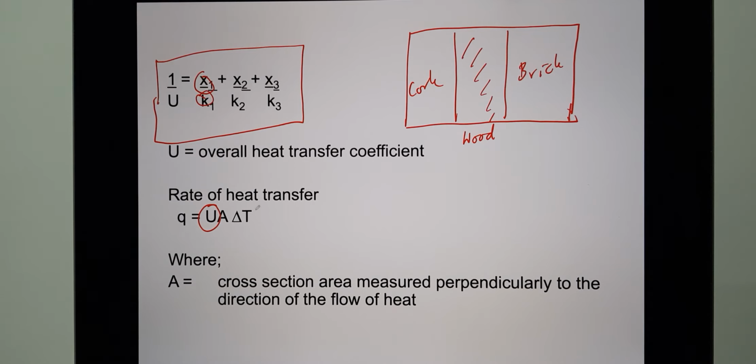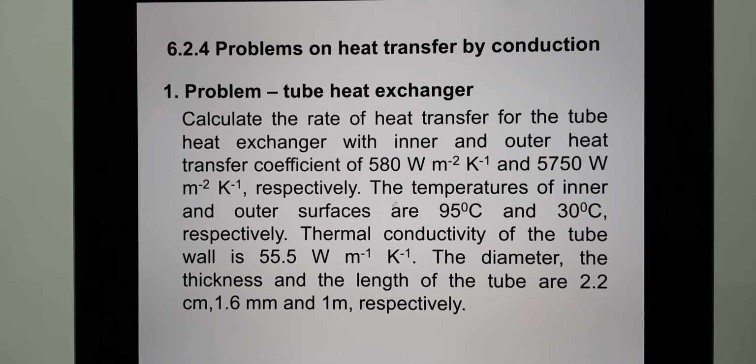So rate of heat transfer Q equals UA delta T, where A equals the cross-section area measured perpendicularly to the direction of the flow for the heat. Now let's move on to the problems of heat transfer by conduction.